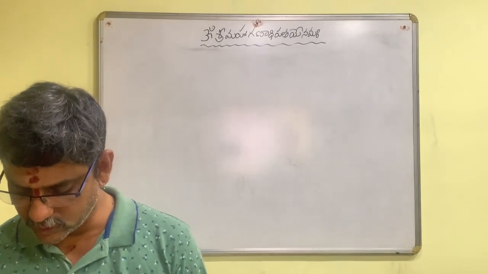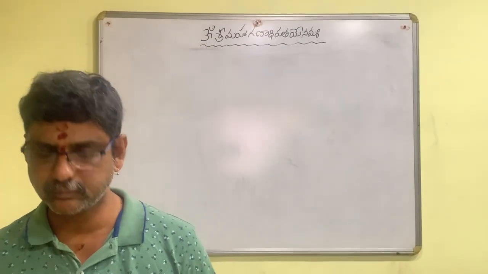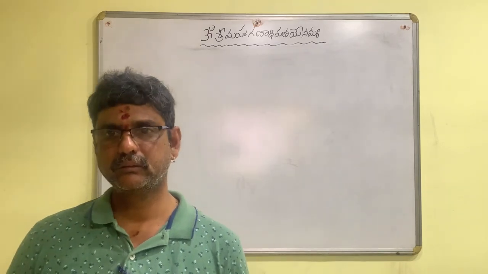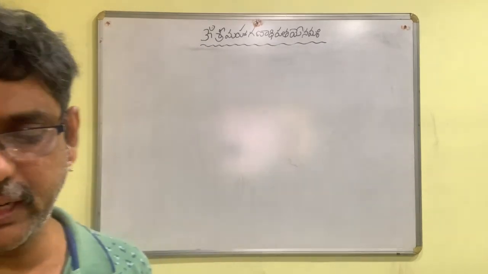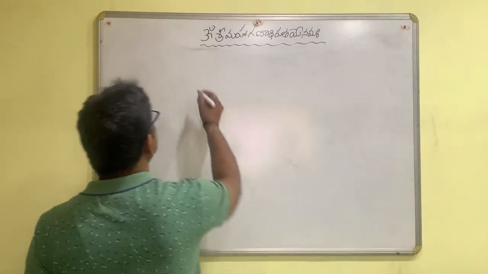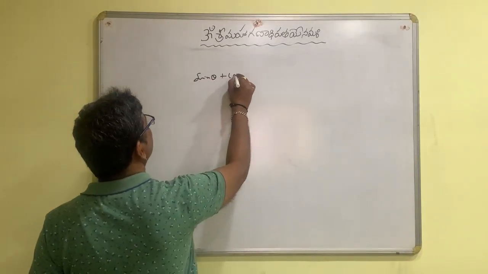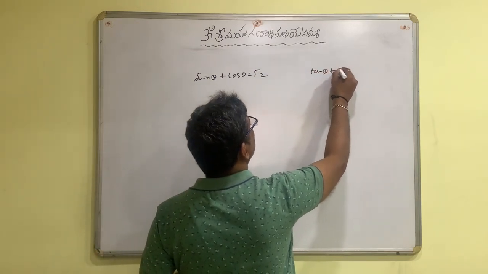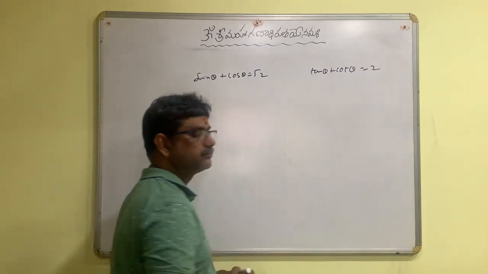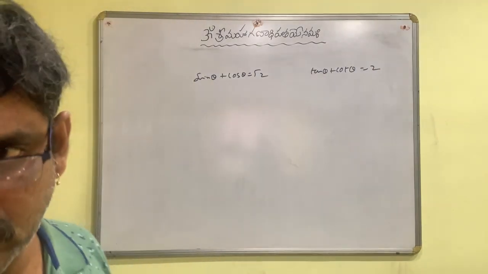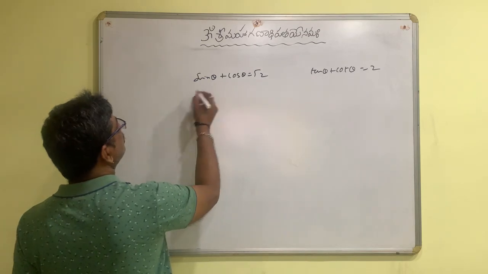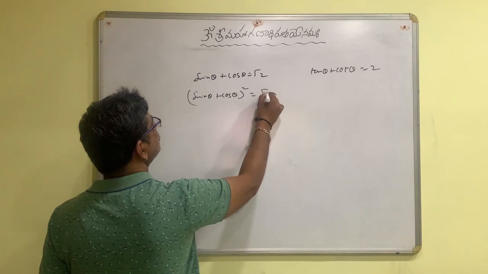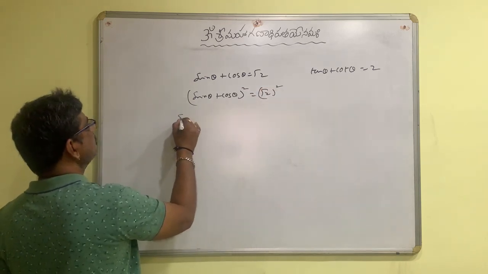Sin theta plus cos theta is root 2. Prove that tan theta plus cot theta is 2. That one I explained it already. Anyhow, once again I will tell you. Sin theta plus cos theta is root 2. We need to prove tan theta plus cot theta is 2. Okay. So squaring on both sides. Sin theta plus cos theta whole square is root 2 whole square. This one, a plus b whole square.